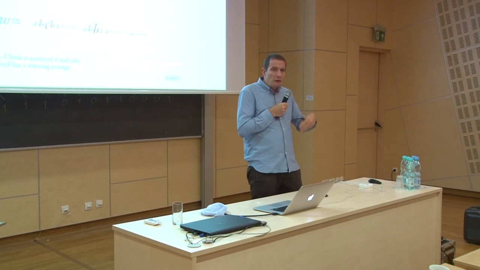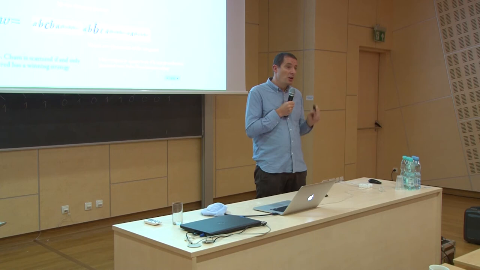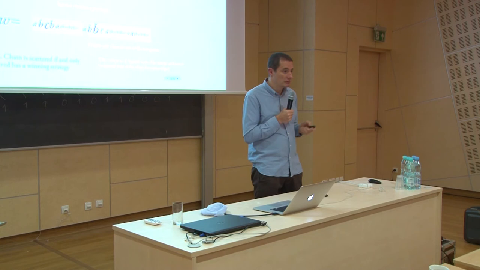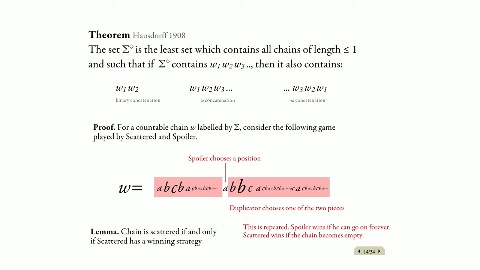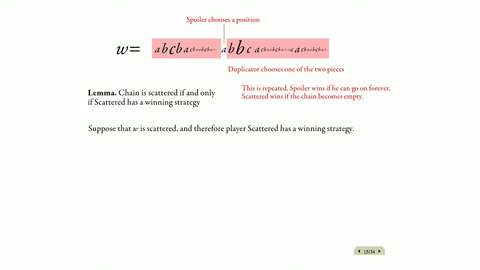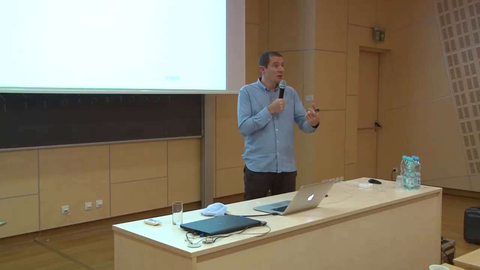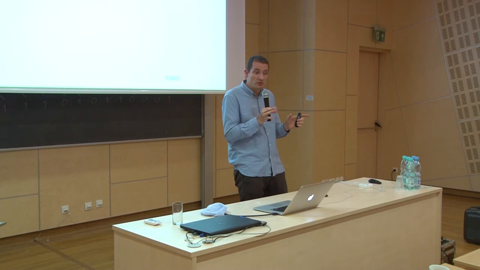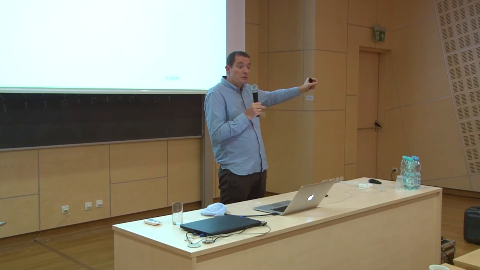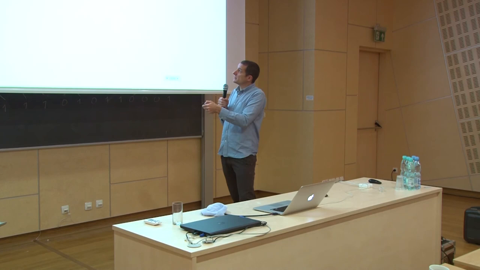You think about it, you unravel the definitions, it's true. Using this game, we will prove the Hausdorff theorem. Okay? So let's go. I have a scattered chain, and I want to give it a decomposition as in the Hausdorff theorem. So I want to decompose it into a binary concatenation of two simpler scattered chains, or into an omega composition of simpler scattered chains or a reverse one, okay? But by this lemma, since it's scattered, the player scattered has a winning strategy.